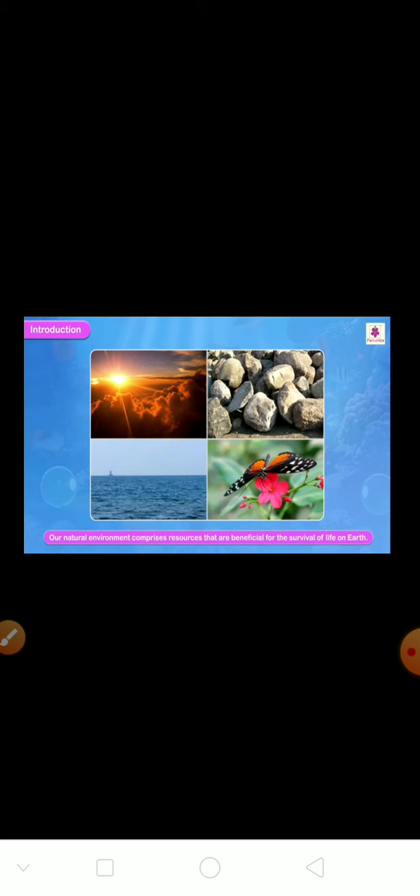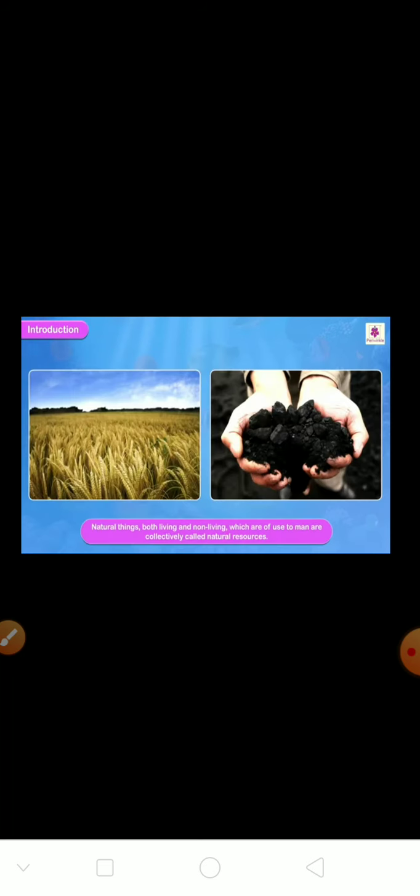See here, students. So it is a natural environment. Our natural environment comprises resources that are beneficial for the survival of life on earth. See here, some natural things are there, crops and coal. These are both natural things, living and non-living, which are used by man, and are collectively called natural resources.